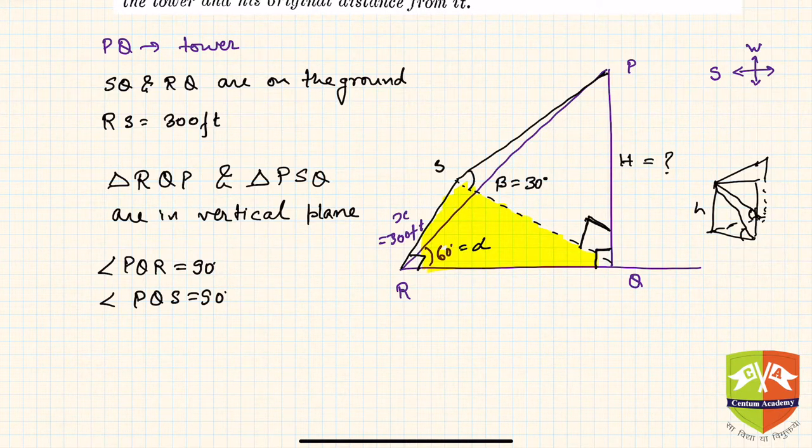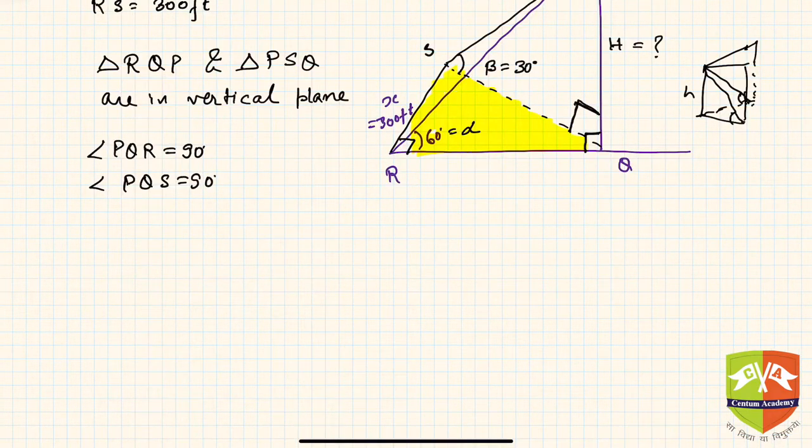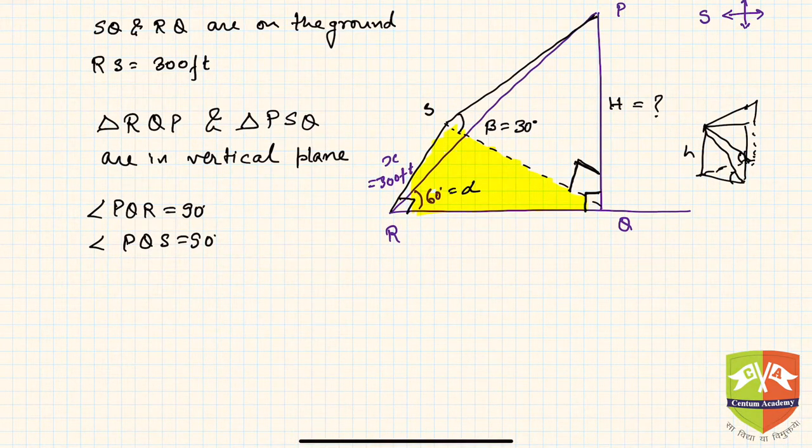You can find out any of these sides, like RQ or QS. If you know QS, let us say, or RQ, then I can use any of the two vertical triangles to find out the height H, because the angles of elevation are given. Now how to approach this problem? Clearly we have been given only one length, X, that is RS, and we know that triangle SRQ is a right triangle. Why?